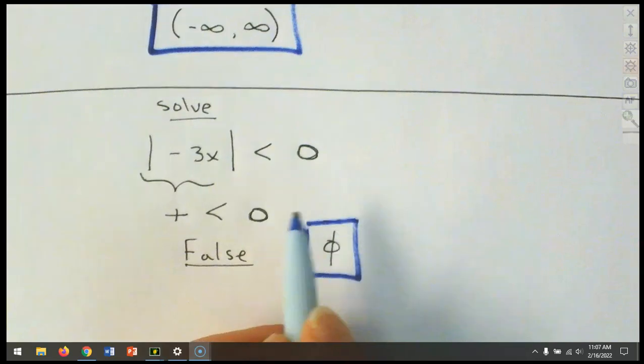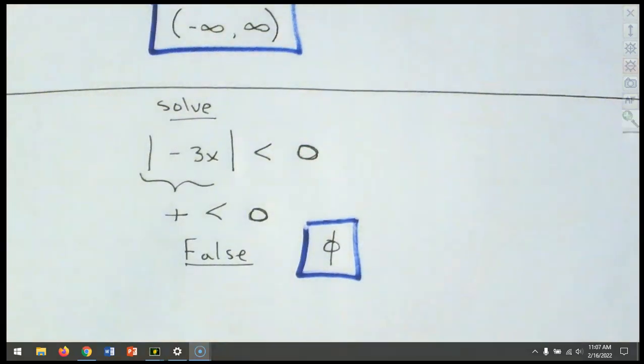So be careful with these. The first thing I always like to do is get that absolute value by itself on the left. Then I see if it's positive or negative. If it's negative, it's a whole different type of problem. If it's positive, then we figure out how to solve it based upon the inequality or the equality. I do want to now touch base with you on a couple of questions from our homework, just to make sure we know how to solve these.